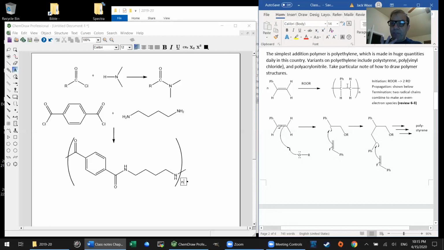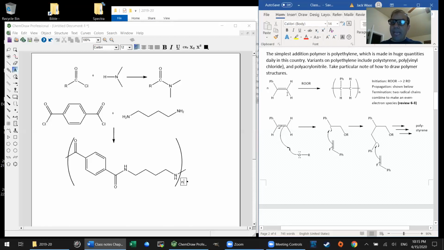And the third thing that you need to know, the third rule about drawing these, is inside the parentheses, you need to put every single atom that occurs in the repeating unit of the polymer exactly once. You need to put every single atom that occurs in the repeating unit exactly once.